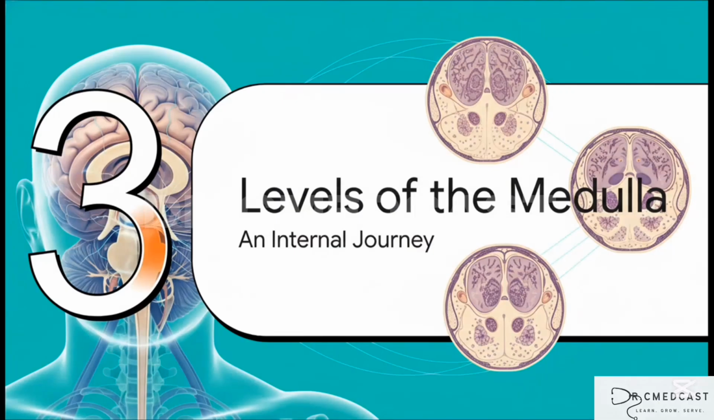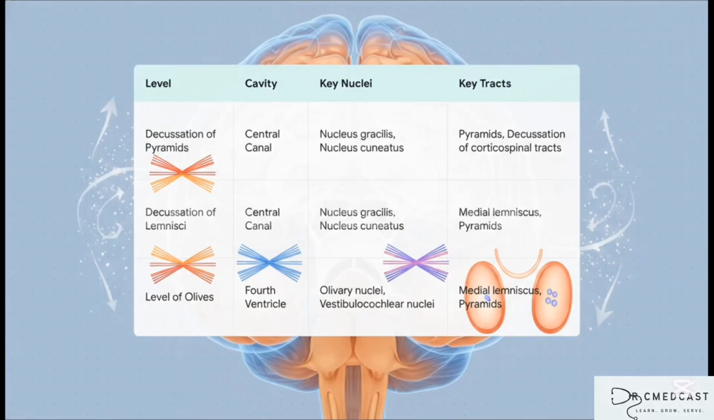So we've seen the outside. Now it's time to take a journey inward. We're going to explore the medulla's internal structure by looking at cross-sections at 3 different key levels. This is where we'll see the really intricate organization of all its wiring and processing centers. This table here is going to be our roadmap for the next few slides.